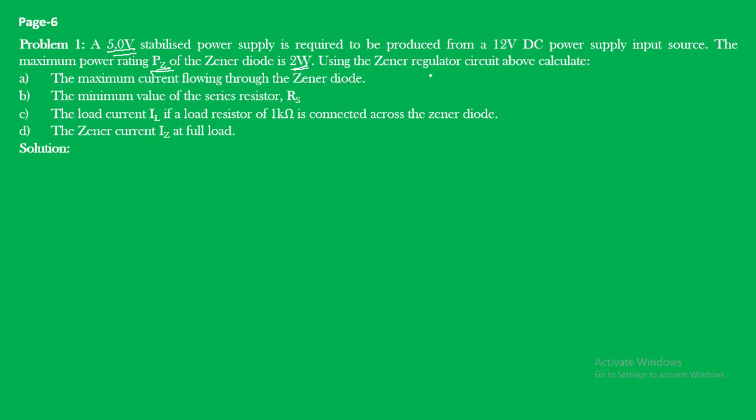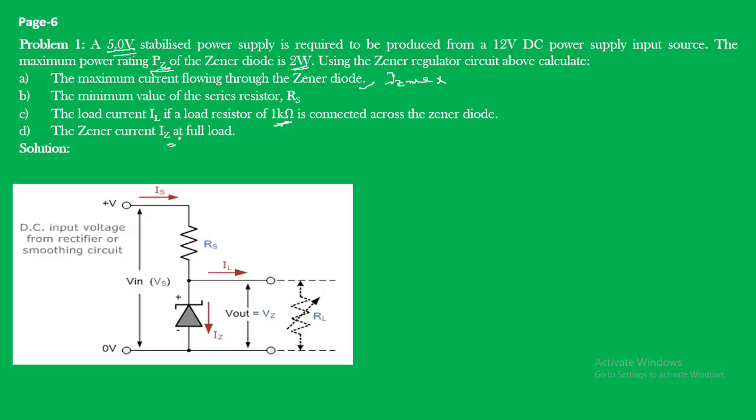Now using the Zener regulator circuit, calculate the maximum current flowing through the Zener diode, that is Iz max, then the minimum value of the series resistance Rs, the load current IL if load resistance is 1 kilo ohm, and the Zener current Iz at full load. So this is the circuit. Here the power rating is given.